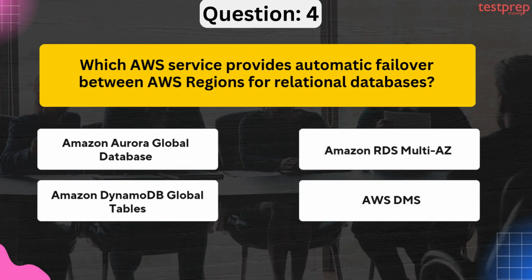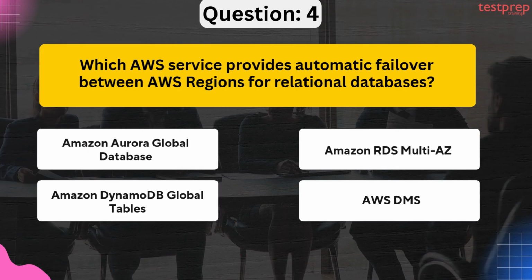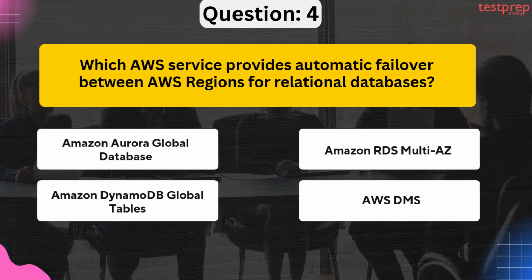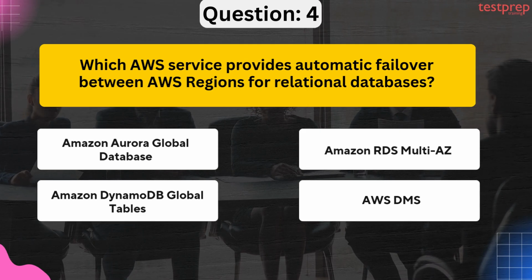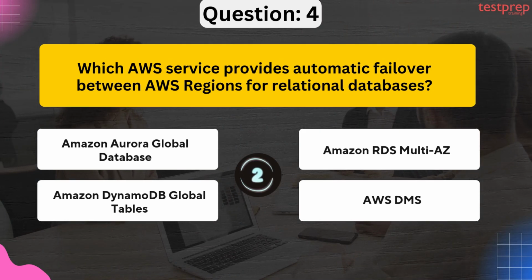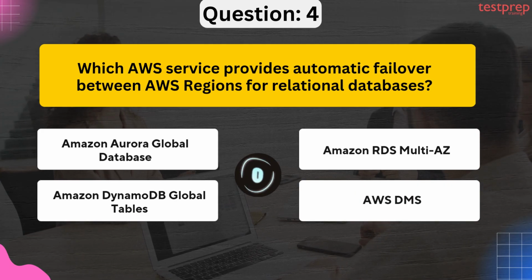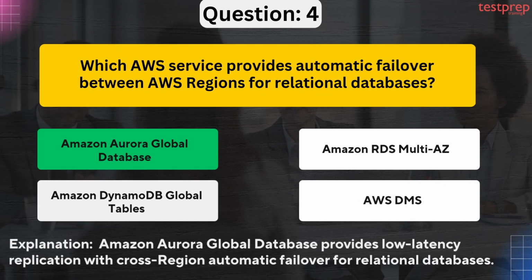Question 4. Which AWS service provides automatic failover between AWS regions for relational databases? The correct answer is Amazon Aurora Global Database. Amazon Aurora Global Database provides low-latency replication with cross-region automatic failover for relational databases.